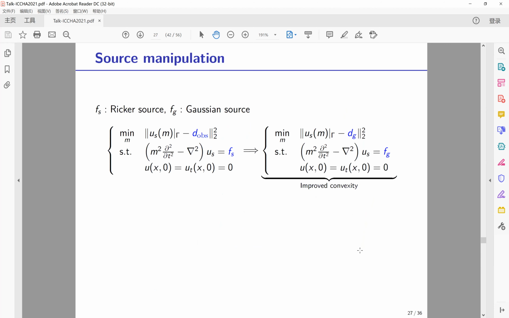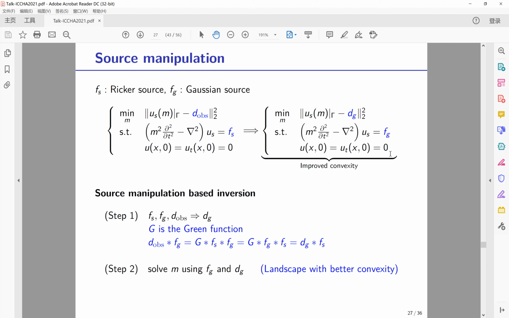So our model is here. We change our problem from the original problem to a new problem. In this new problem, we change Fs to Fg, and Dg is the observation data related to the source Fg. In this case, we hope that this inverse problem is better conditioned.